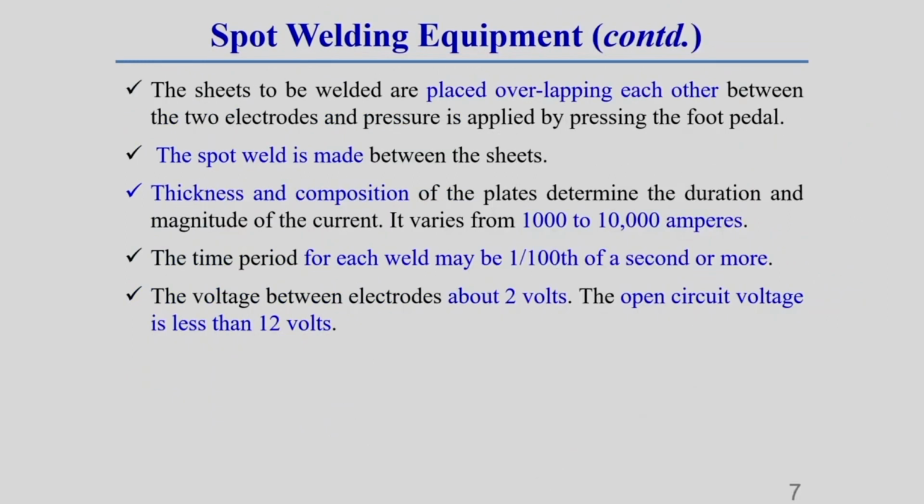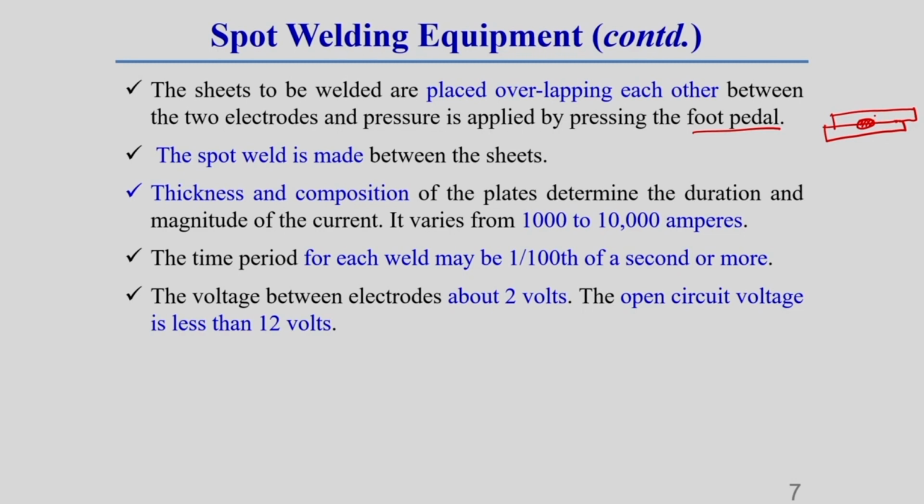Now, here you see the sheets to be welded are placed overlapping each other. Overlap means whatever plates we are going to weld, these two materials lie one over another. Between the two electrodes, the sheets to be welded are placed overlapping each other, and pressure is applied by pressing the foot pedal. Here spot welding is made between these two contact surfaces, as I have already told you.